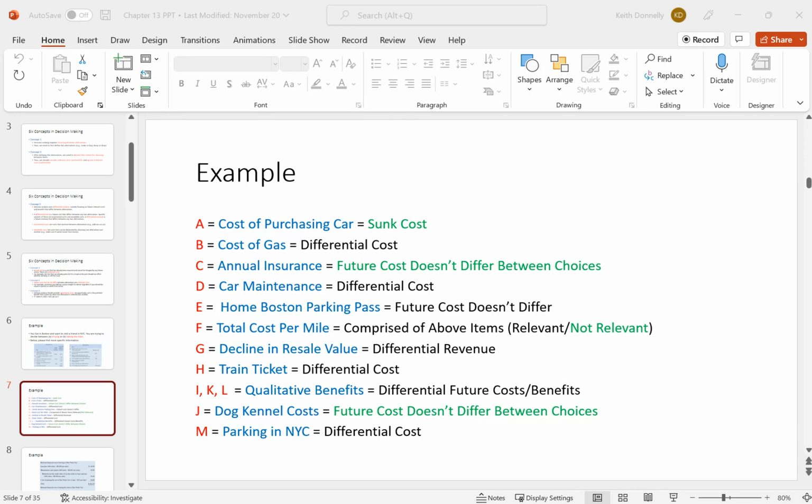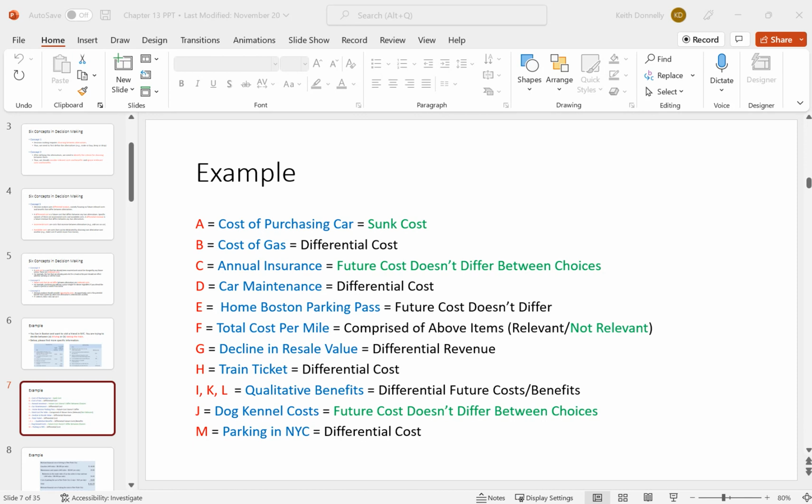Annual insurance, right? That's going to be an irrelevant cost. In other words, it's a cost that doesn't differ between the choices. If you take the train or you drive the car, either way, you're going to have to pay that car insurance in the future. So it's not really relevant to this. It doesn't differ between the choices. You're kind of on the hook for it either way.